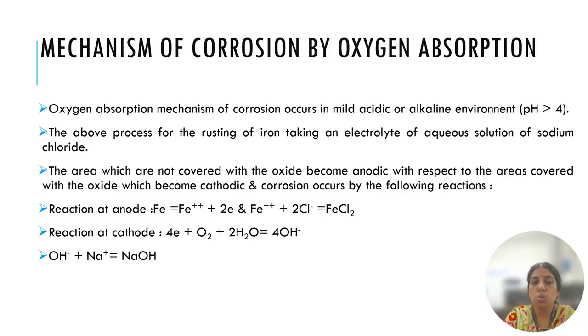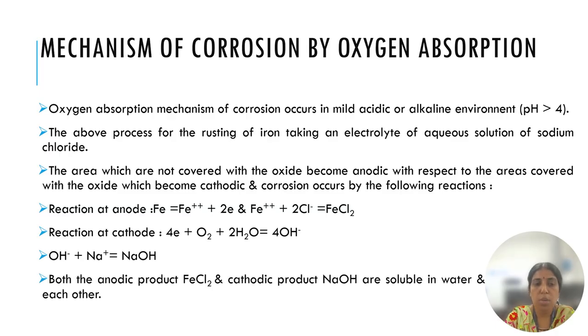So iron loses two electrons, and it forms iron chloride. These two electrons are taken up by the oxygen, because we have the other surfaces with good access of oxygen. These two electrons are taken by the oxygen to form 4OH minus. And since it is present in the environment, you should be having Na plus, which becomes NaOH. This also initiates corrosion to form the rust in the further steps. You can see both the anodic product iron chloride and the cathodic product NaOH are soluble in water, and they will dissolve with each other.